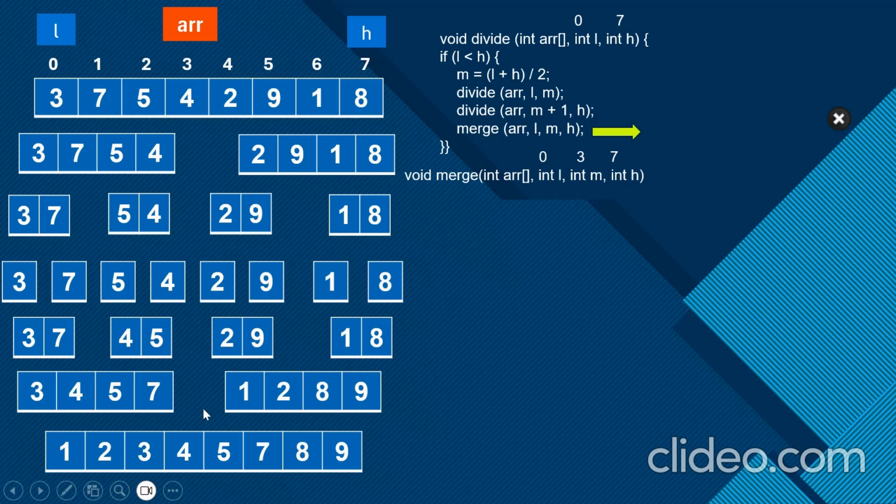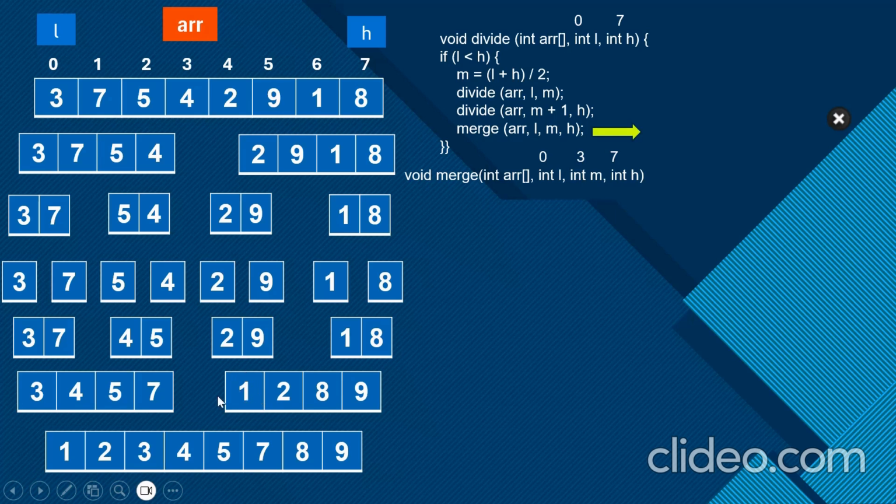So what I mean to say is that if I am assigning this array an element from this sub array, then i would be incremented. If it came from this array, then j would be incremented, right? So when we compare 3 and 1, 1 is smaller, 1 would be going here, and j would be incremented because the element came from this sub array, right?